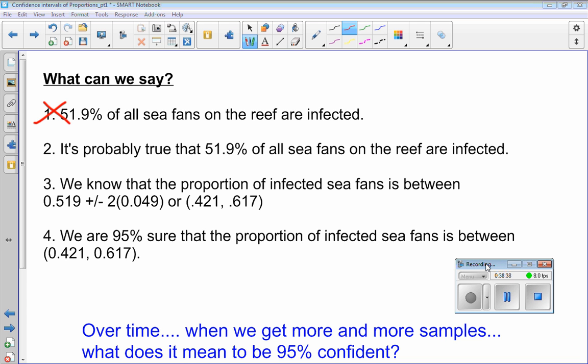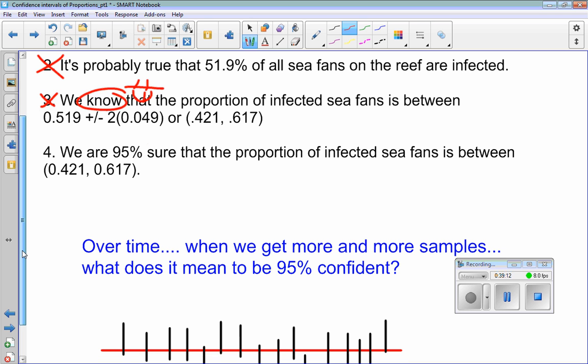Can we say the second thing? No. How about number 3? We know that the proportion of infected C fans is between this. Do we know that? No. We're 95% confident that that happened, but we don't know it, right? Mr. Yuckface again. Well, he's tired. I don't know what to tell you. How about the last one? We are 95% sure that the proportion is between this and this. Yay, that's our happy one.